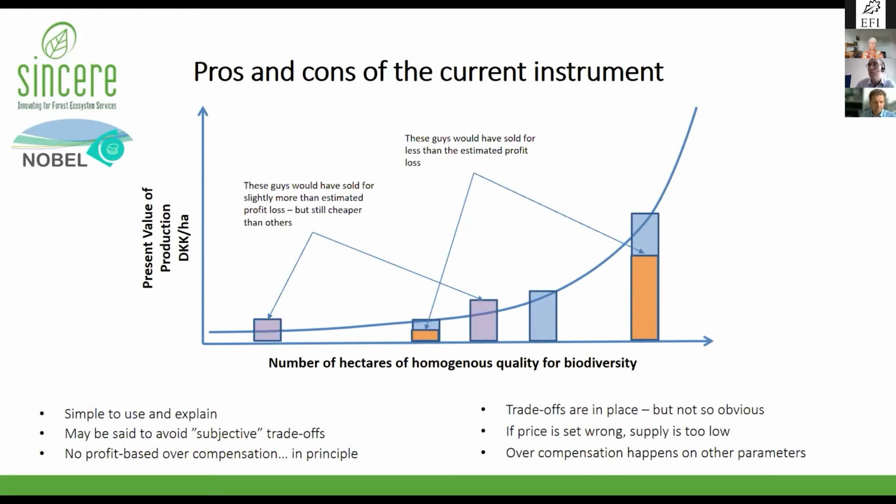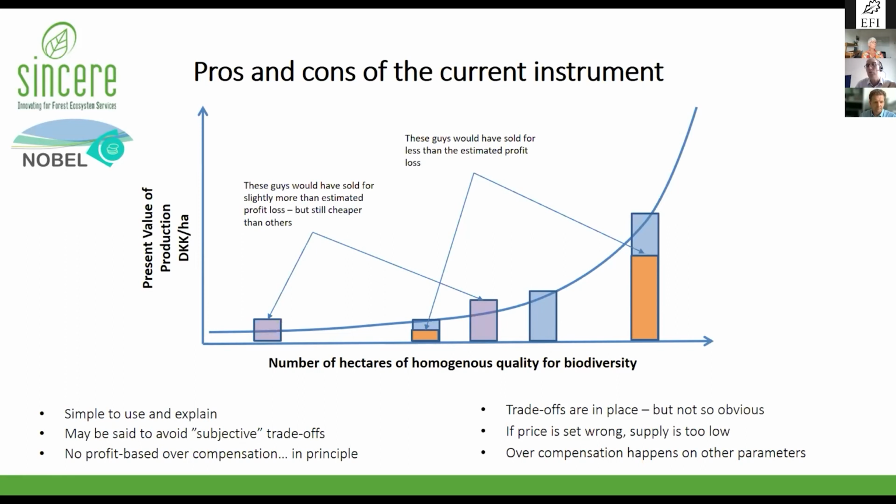Similarly, we might have these two guys here who would have entered into a contract had they been offered a bit more than the present value of production. That could be considered maybe an overpricing, but still they're way cheaper than the two most expensive offers here.